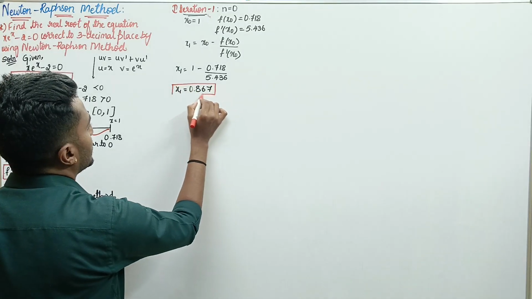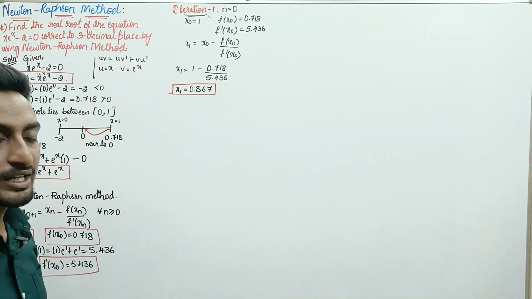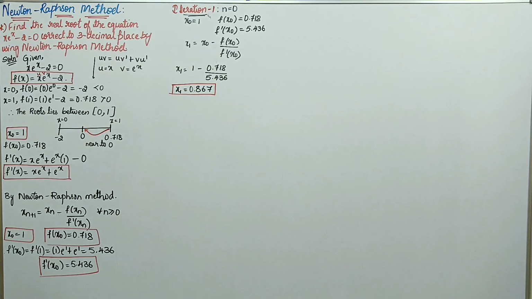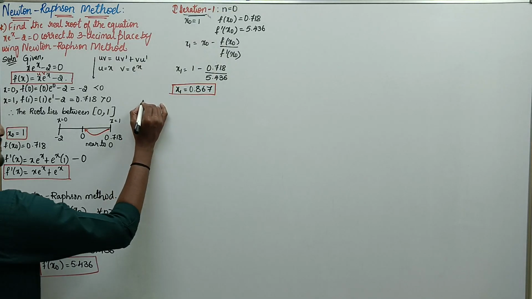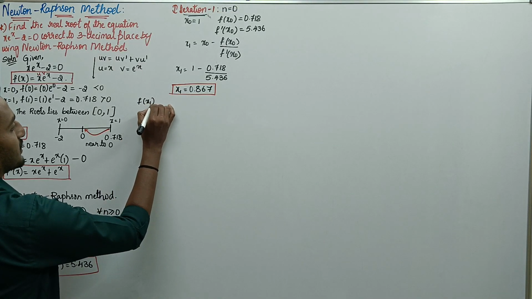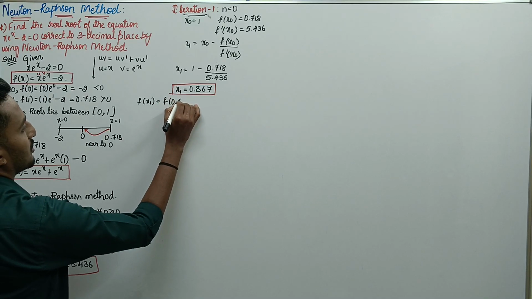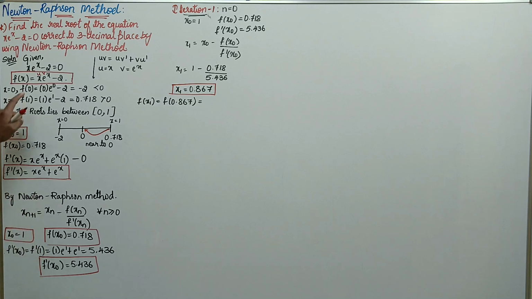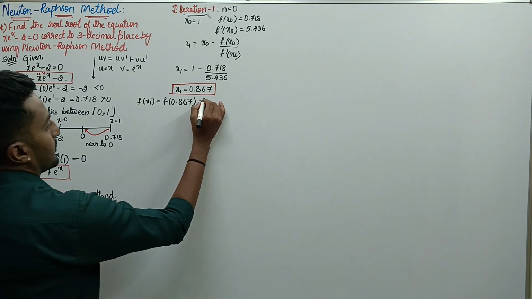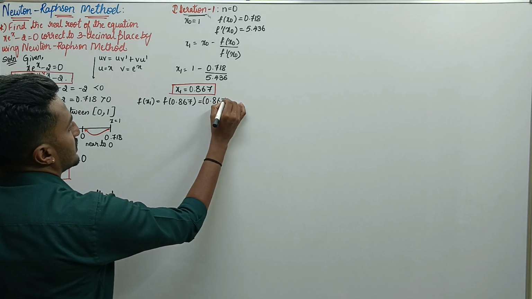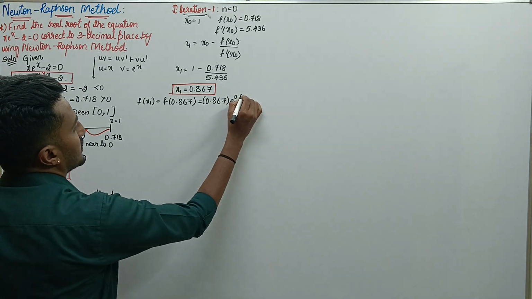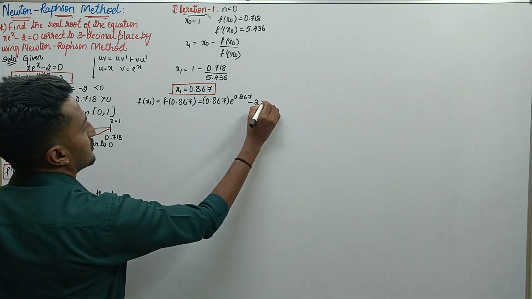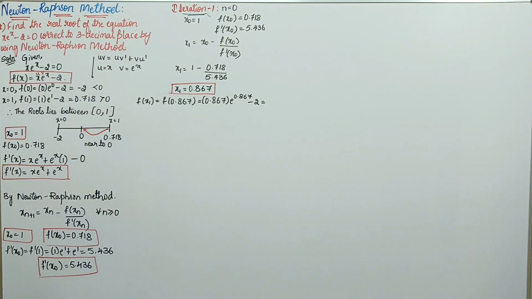To find the second iteration value, we need f of x1 and f dash of x1. So just simplify f of x1. F of x1 is equal to f of 0.867. In the function, you substitute the value: 0.867 e to the power of 0.867 minus 2. If you simplify, you get the value.